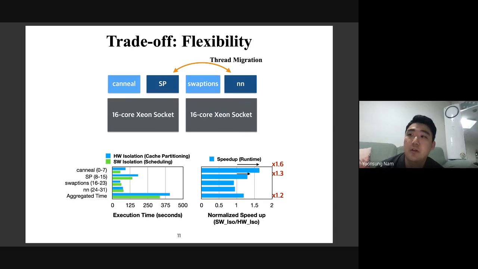Lastly, we studied the flexibility of isolation techniques. We placed 4 workloads as shown in the figure and performed isolation using hardware cache partitioning and thread migration. The graph shows that aggregate performance is improved by 20% when using thread migration, which swaps background workloads to mitigate contention in a socket. Hardware cache partitioning cannot perform this type of isolation because it only works for an LLC.